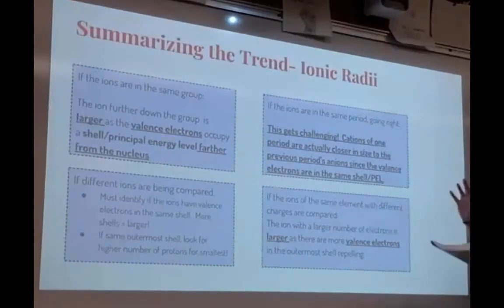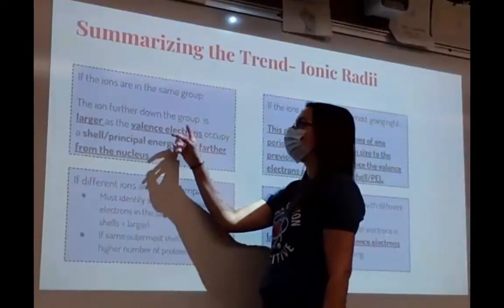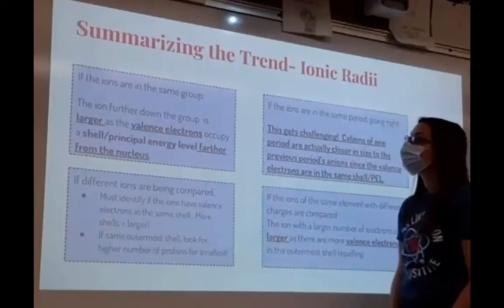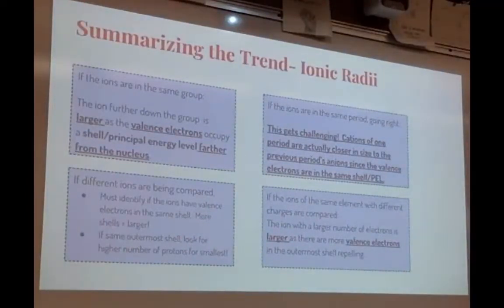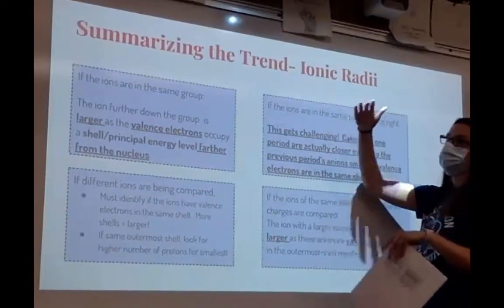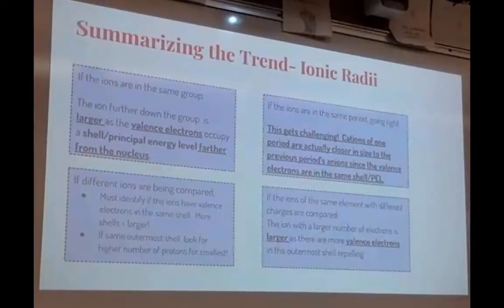So again, kind of summarizing the trend. If the ions are in the same group, the ion gets larger as we go down the group for the exact same reason as atomic size. The valence electrons occupy an energy shell that's farther from the nucleus. If they're in the same period, this gets challenging. If you remember the more positive, the smaller it is, you'll be okay when it comes to ordering that way.